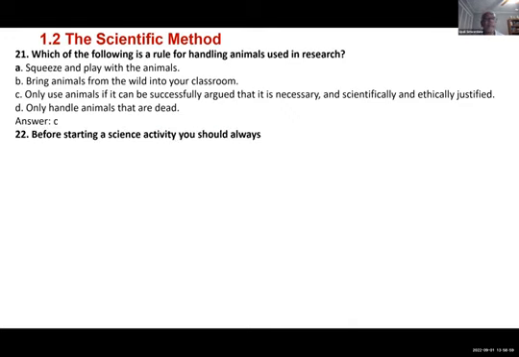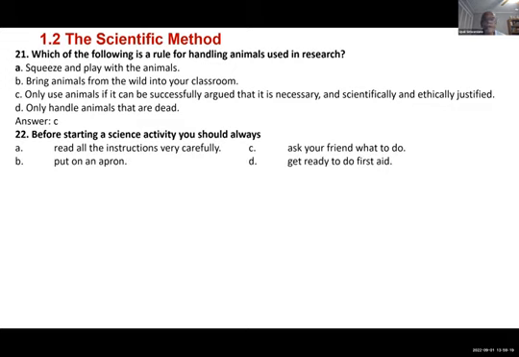Answer C. Before starting a science activity, you should always do what? Read all the instructions very carefully. Ask your friend what to do. Put on an apron. Get ready to do. Is it A? Yes.